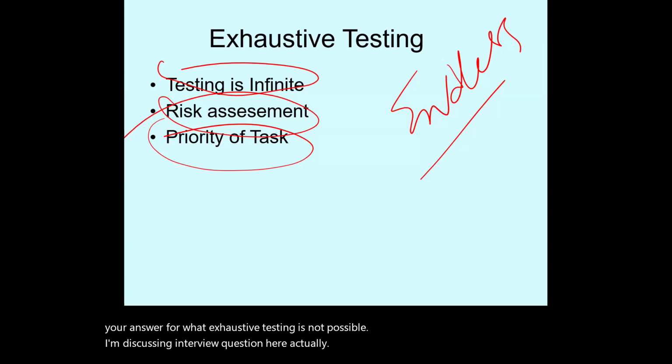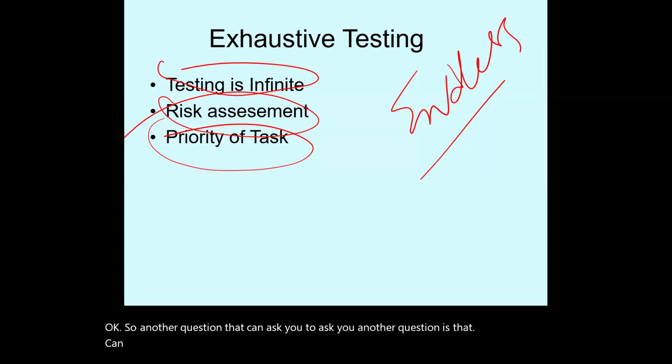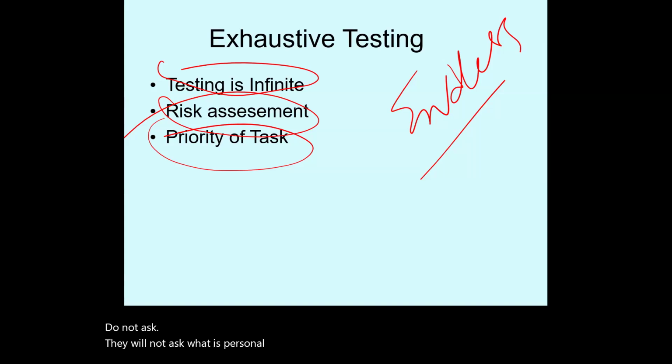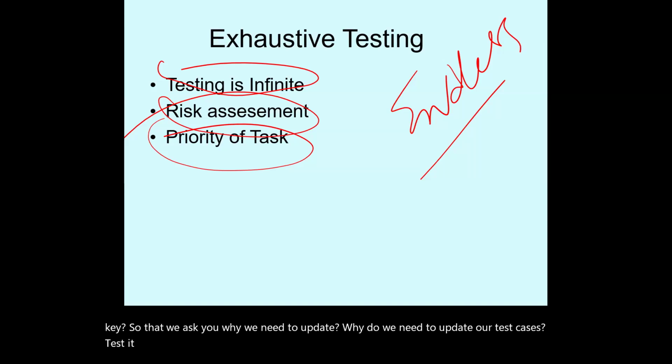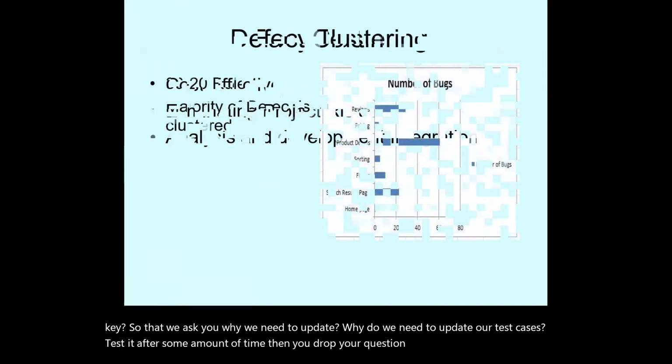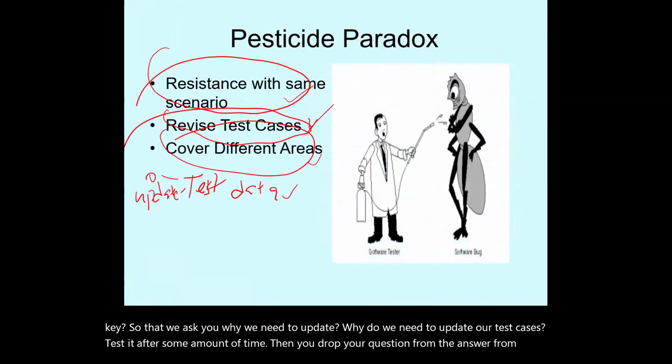Another question that can be asked: why do we need to update our test cases and our test data on a regular basis? They will not ask you what is pesticide paradox in an interview. Sometimes they ask you, why do we need to update our test cases and test data after some amount of time? Then you derive your answer from here: pesticide paradox.